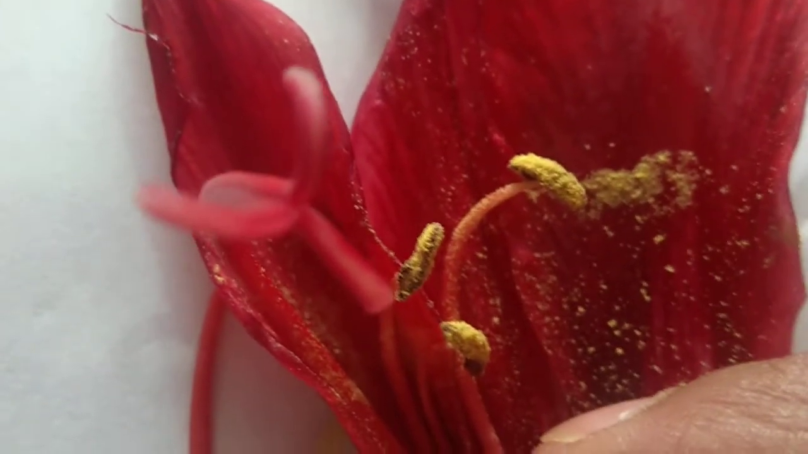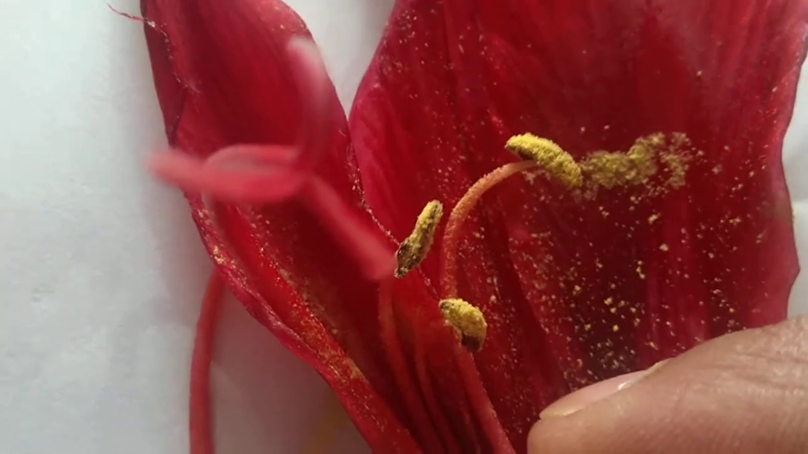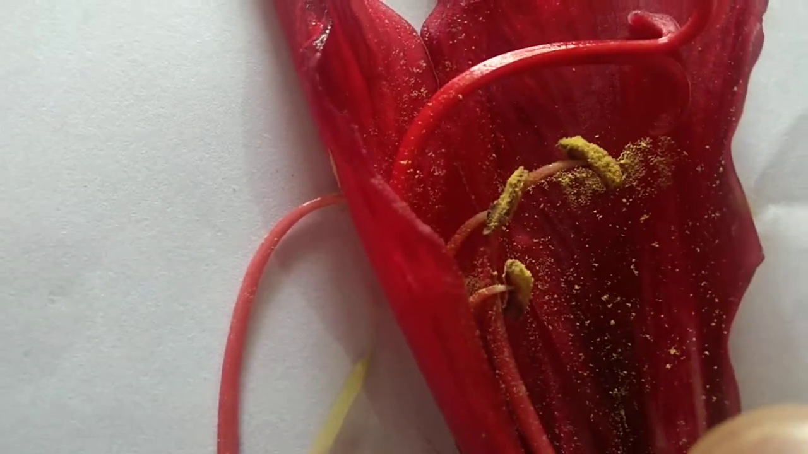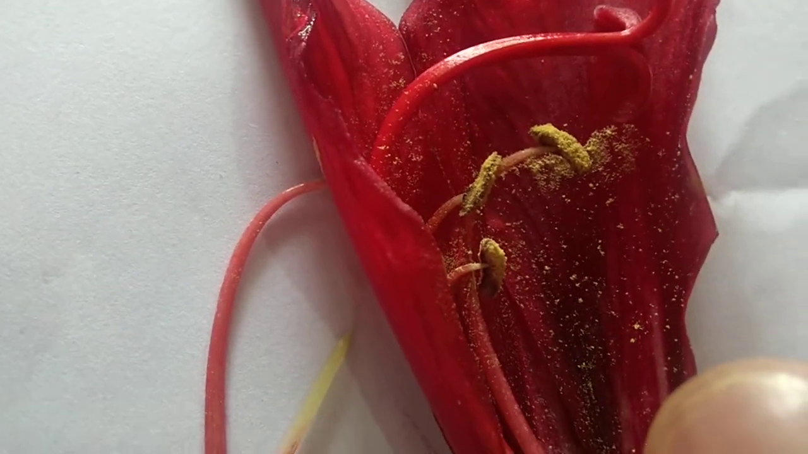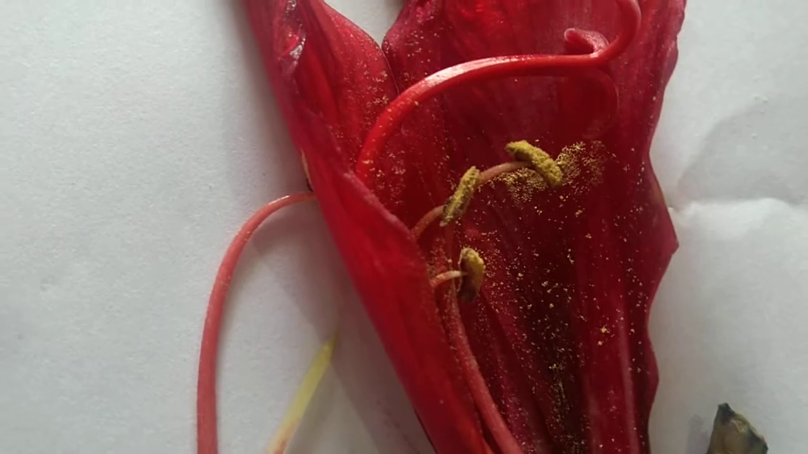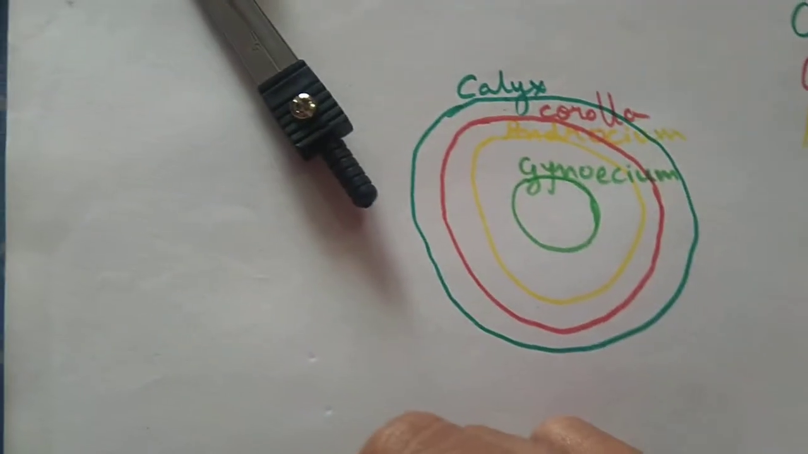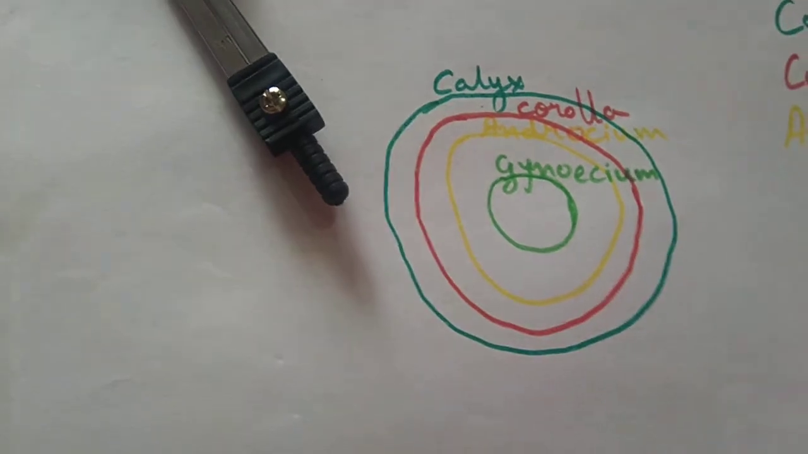Now inside this we can see the powdery thing. These are your pollen grains, which are coming from your anther. This anther and this filament together we call the stamen. Stamen is the male reproductive part of the flower. This androecium whorl is where the stamen lies. Now I'll talk about gynoecium.